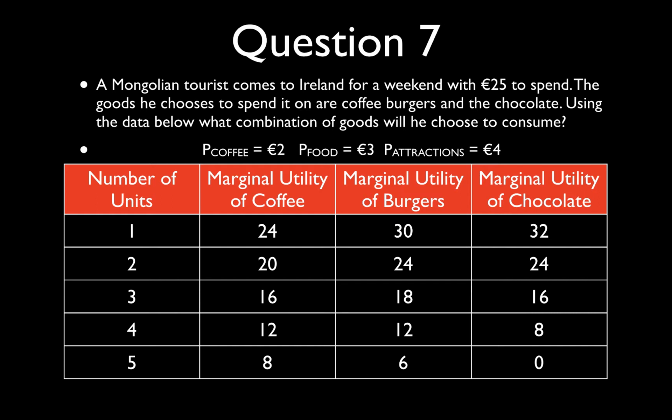I'm just going to be really quick about these now, so I'm not going to explain where we got these numbers from. All I will say is that this consumer has €25 to spend, and the price of coffee is €2 per coffee, price of food is €3 per bit of food, and the price of each attraction is €4. Here are the marginal utilities of each good. So I'd ask you to pause the video, have a go at the question. Once you've had a chance to do it, press play and I'll go through the answer.